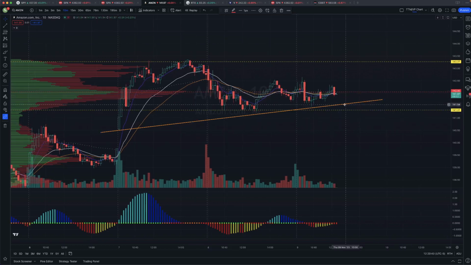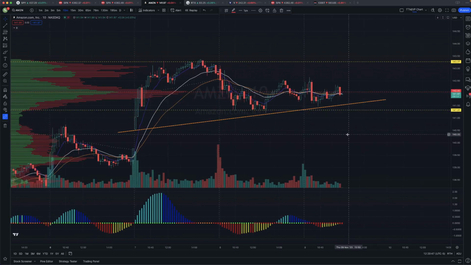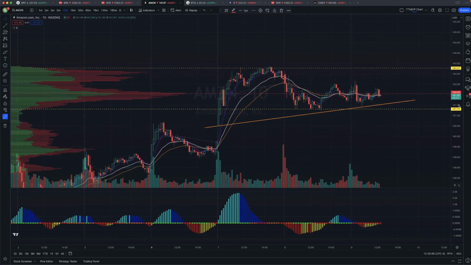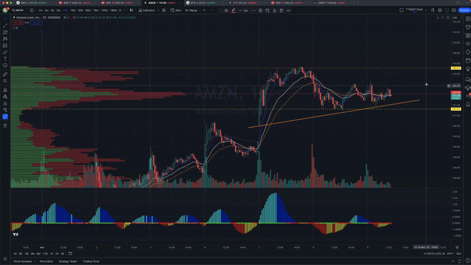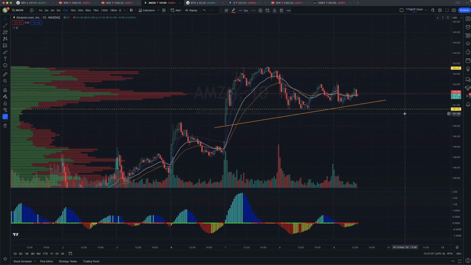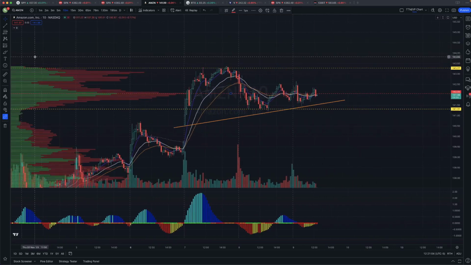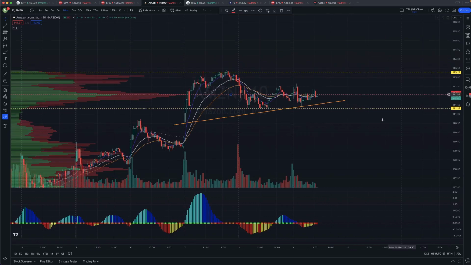We need a break of this line, this trend line here, and then we need a break of this value area low. So then let's find what our risk reward would be on a trade like this.